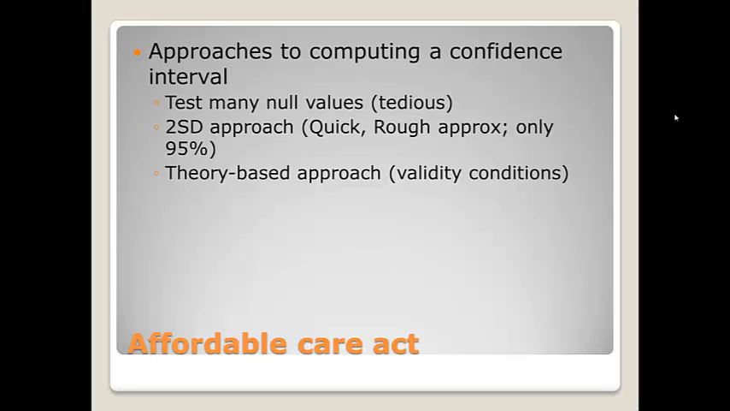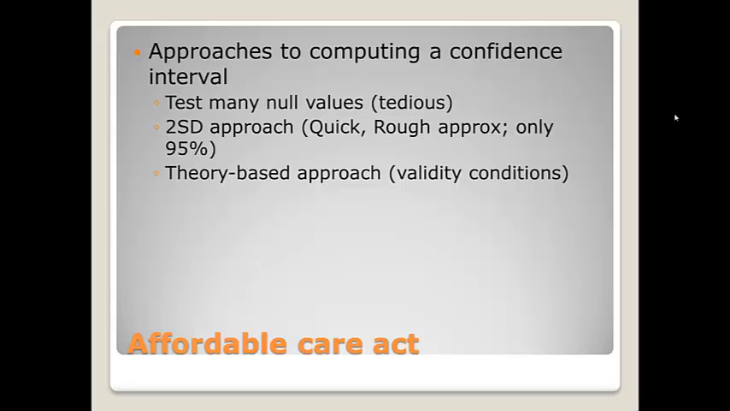We've seen other approaches for computing a confidence interval on a proportion. We can test many null hypothesis values. This is kind of tedious, but really helps us understand that a confidence interval is a range of plausible values. We've talked about the two-standard deviation approach. This is sort of a quick and rough approximation for only a 95% confidence interval. We can't get other confidence levels from that.